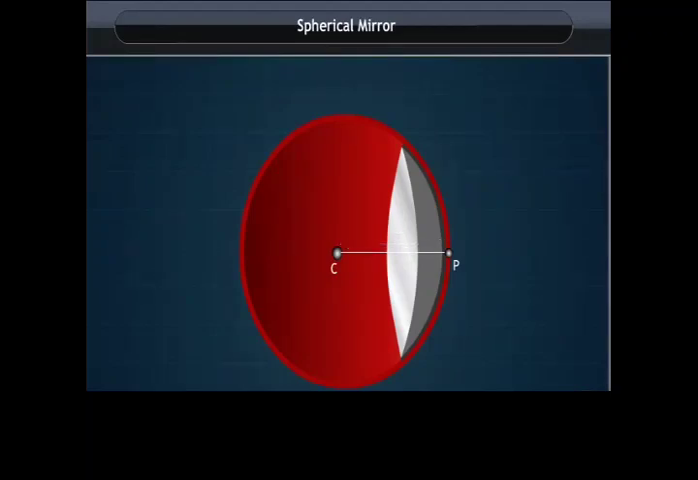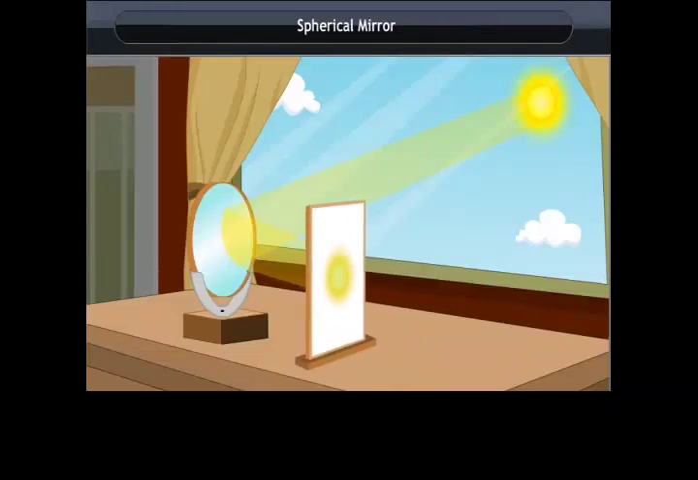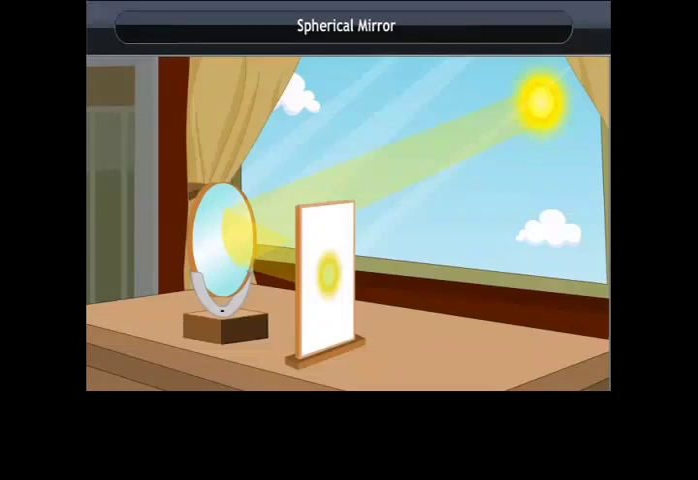Principal axis. The line joining the pole and the center of curvature is called the principal axis. Let us do an activity for focus. Take a concave mirror and place it in sunlight in such a manner that the reflecting surface should be towards the sunlight. Now, place a small sheet of paper at the center of curvature. Now move the sheet towards the pole of the mirror. Do you see anything on the paper? Yes. A bright intense spot is formed on the paper.